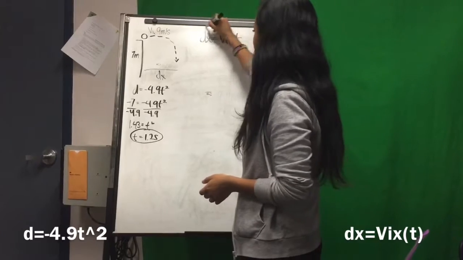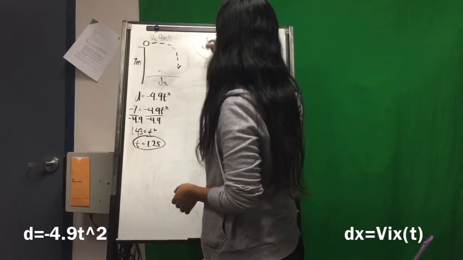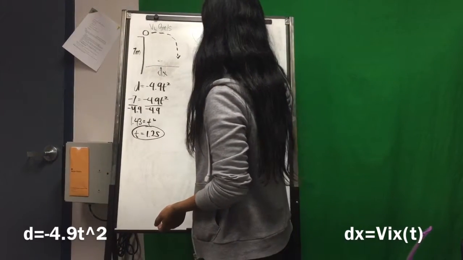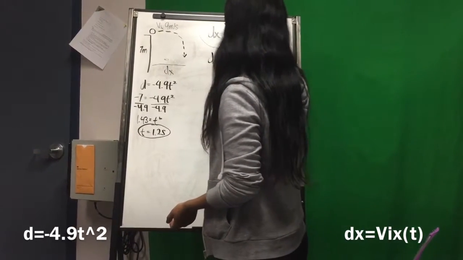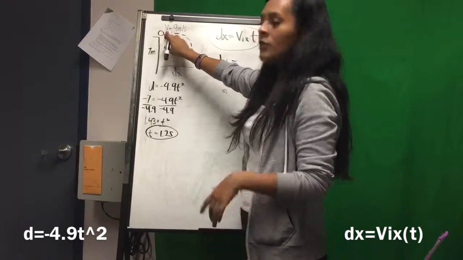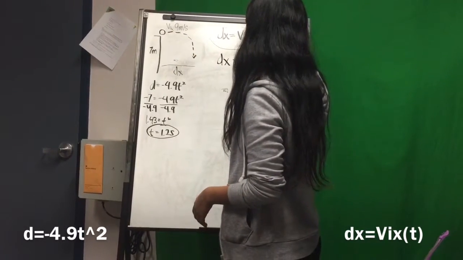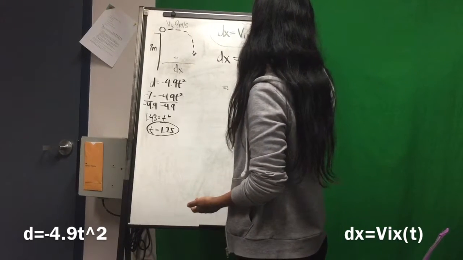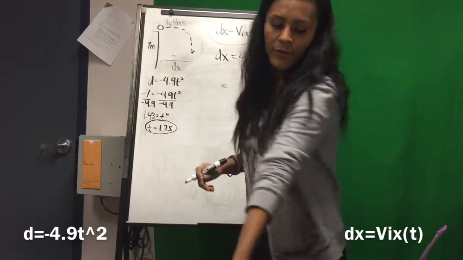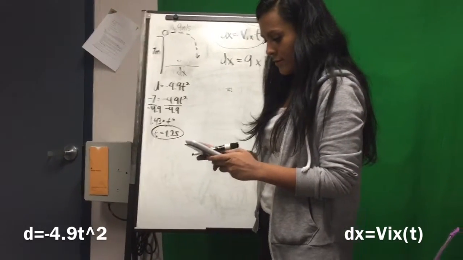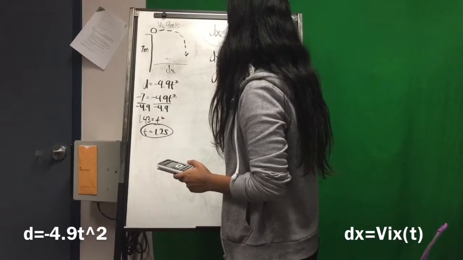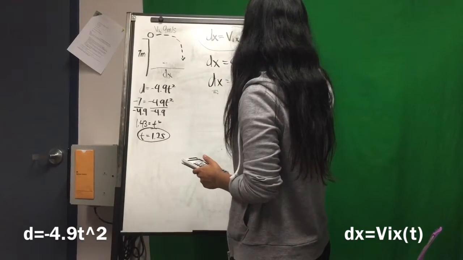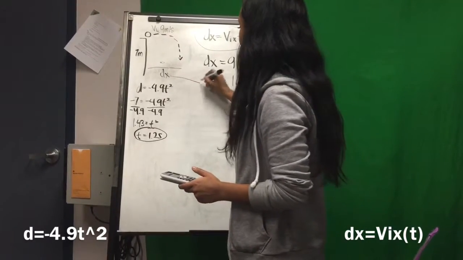Now we can use this formula. We want to find the horizontal distance, which is also known as dx. So dx is equal to, we are already given the horizontal velocity of 9 meters per second, so 9, and I already found out the time, which is 1.2. So 1.2, and 9 times 1.2 is 10.8. So the horizontal distance is equal to 10.8 meters.